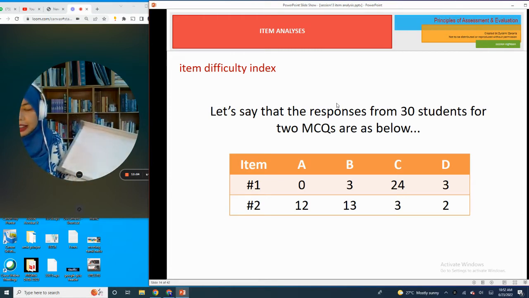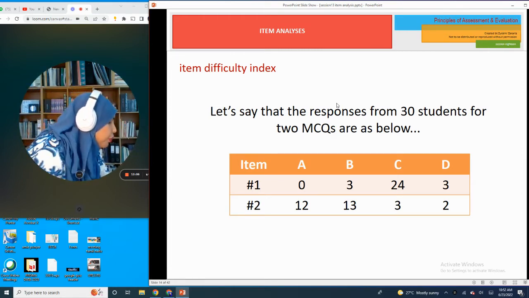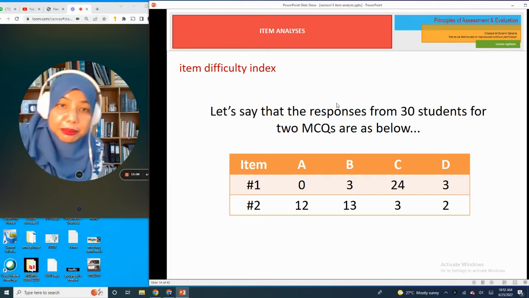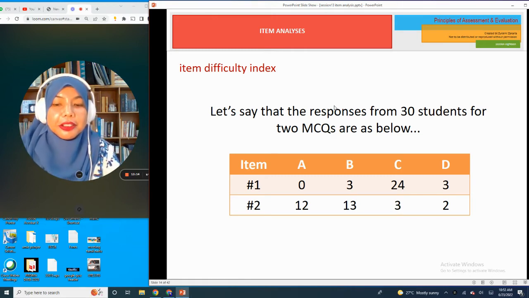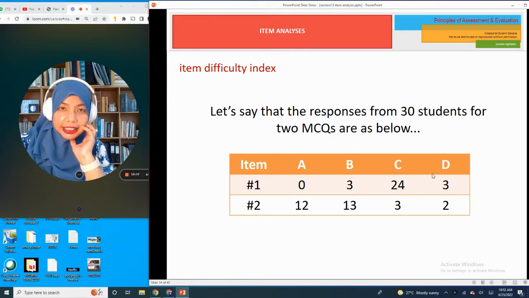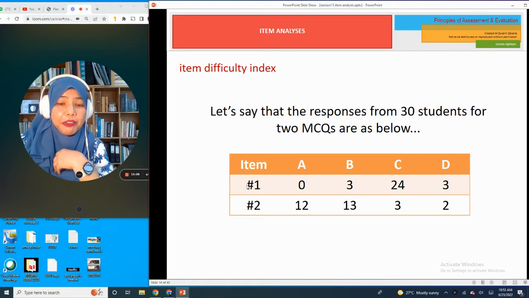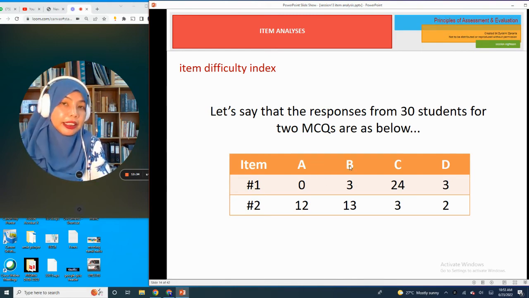This is a data set based on 2 multiple choice items. We have item 1 and item 2. We have 4 options, pilihan jawapan. For each of these items, these are the number of people who selected these particular options, which means that for item 1, nobody answered A, 3 people answered B, 24 students answered C, and 3 students answered D.